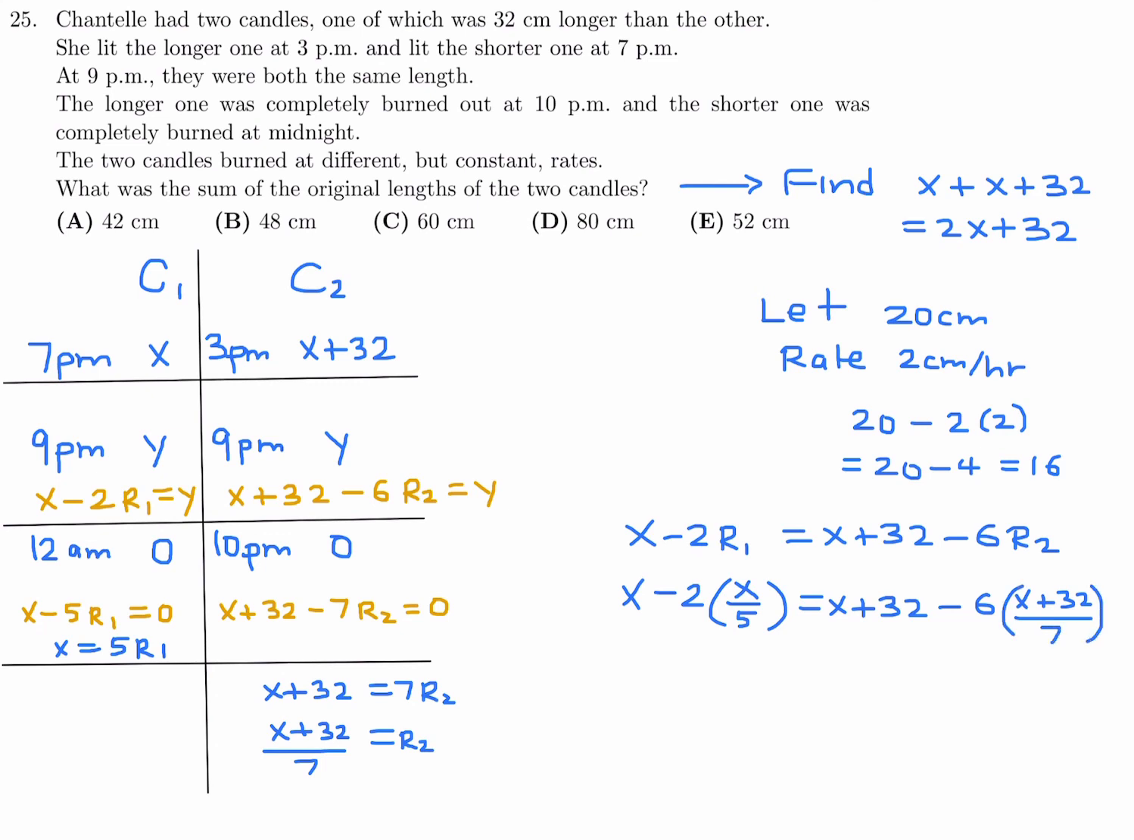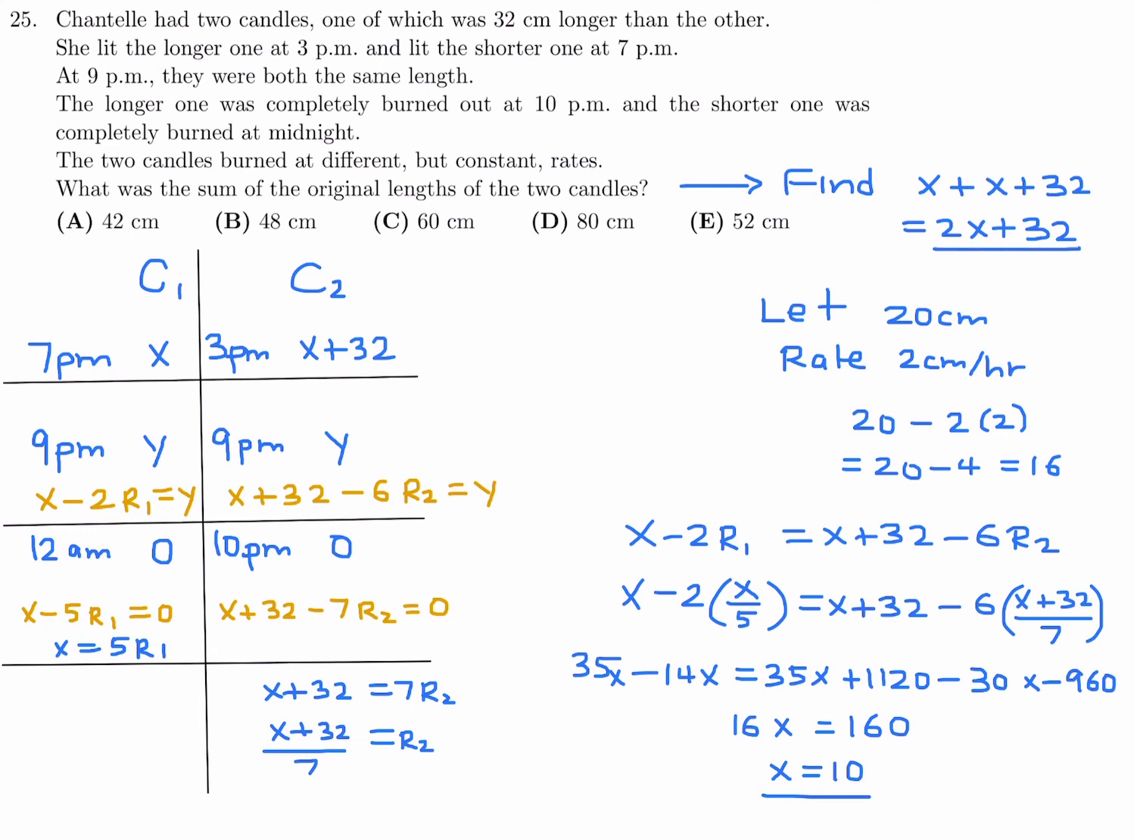Okay, so now we just have to solve this. Multiply everything through by 35. That'll help get rid of both fractions. And if you do, you get 14x, and this will be 35x, like that, plus 1120 minus 6x plus 30x minus 960. Okay, and then if you collect like terms, you get 16x is equal to 160, and therefore x is equal to 10. There we go.